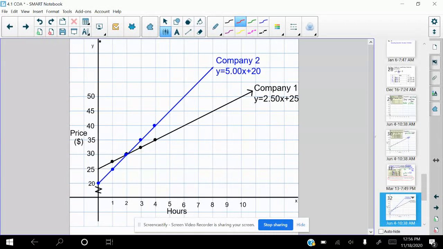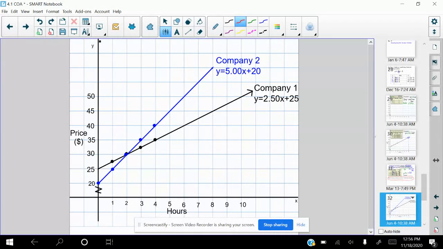So from this, I want you to decide which company you feel you personally would go with and be able to justify your answer. So please jot that down now. If you had to choose between company 1 and company 2, which one would you go for and why?